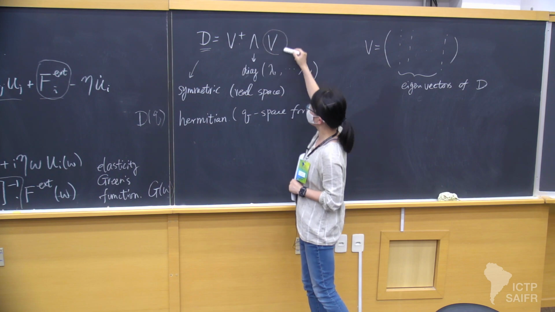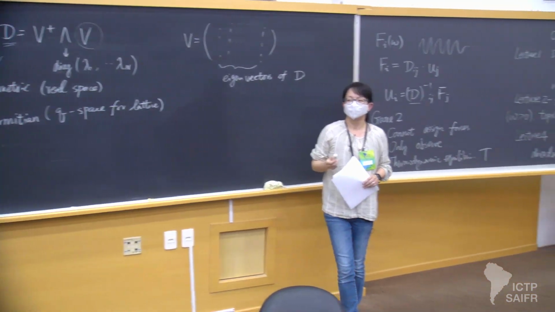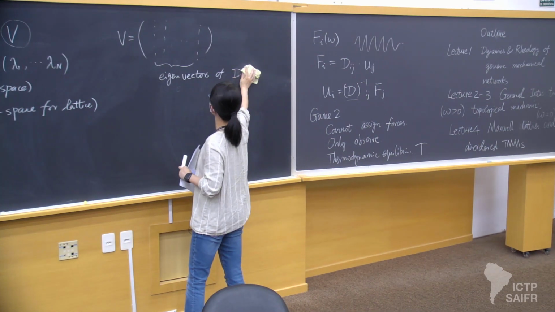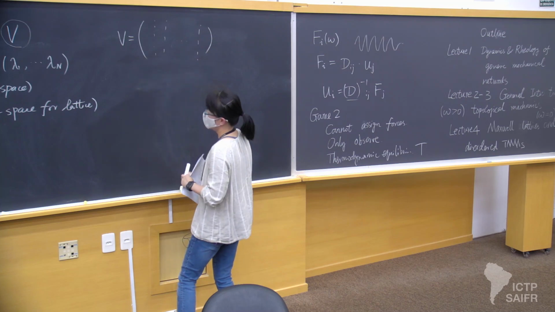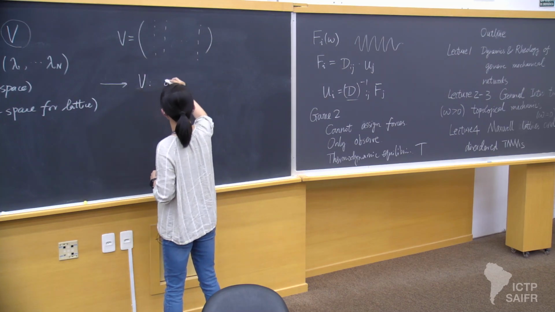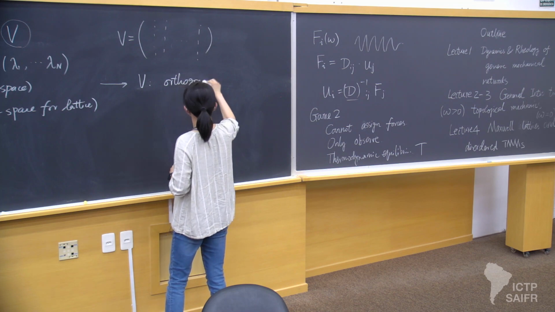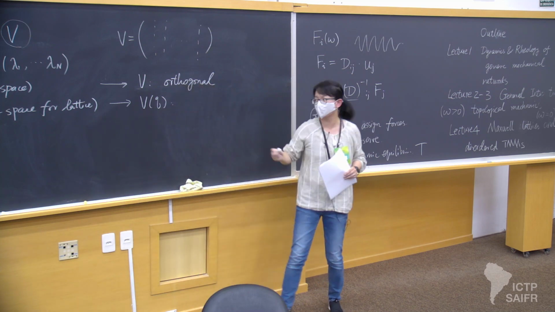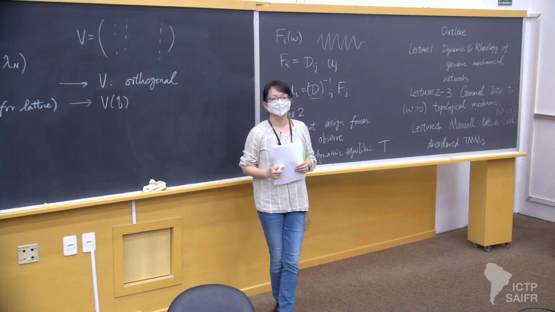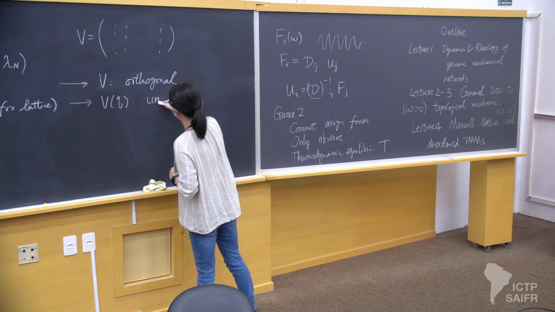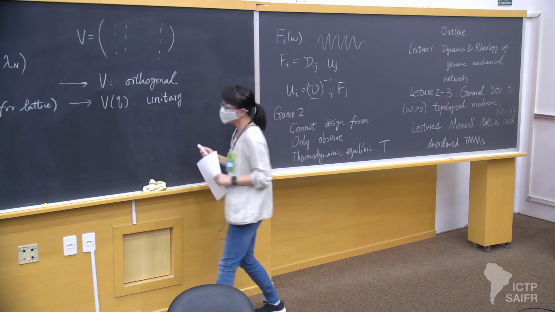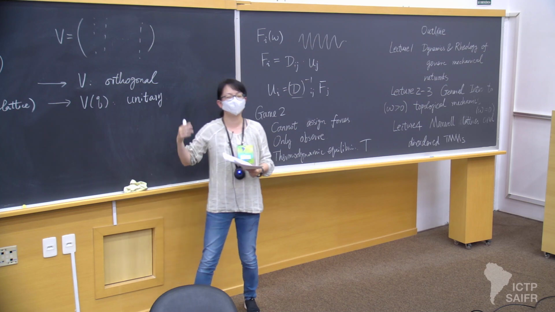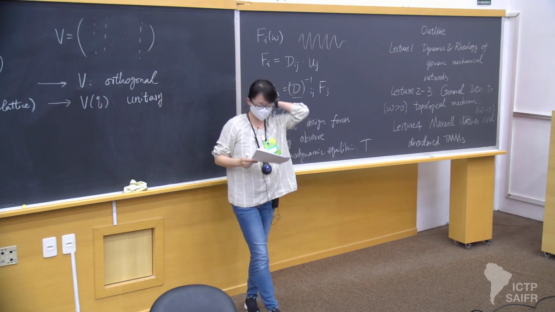Now, what kind of matrix is V? It's orthogonal if I do it in real space, right? V is orthogonal. And V of Q, if I do it in momentum space, what matrix is V? It's a unitary matrix, right? Okay, so it's just a review of some basics to remind you of how this method goes together.